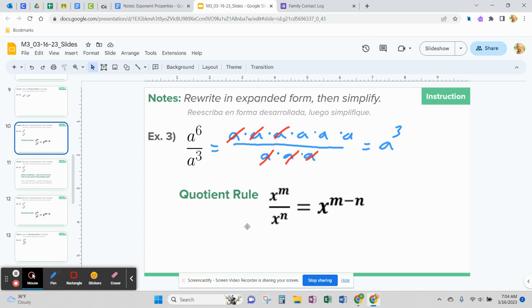So let's write this rule down onto our sheet, and I'll quickly show how this comes into play. In this example, we had a to the 6 divided by a to the 3rd. So we could rewrite that as a to the 6 minus 3 if we wanted to, which is just equal to a to the 3rd power.